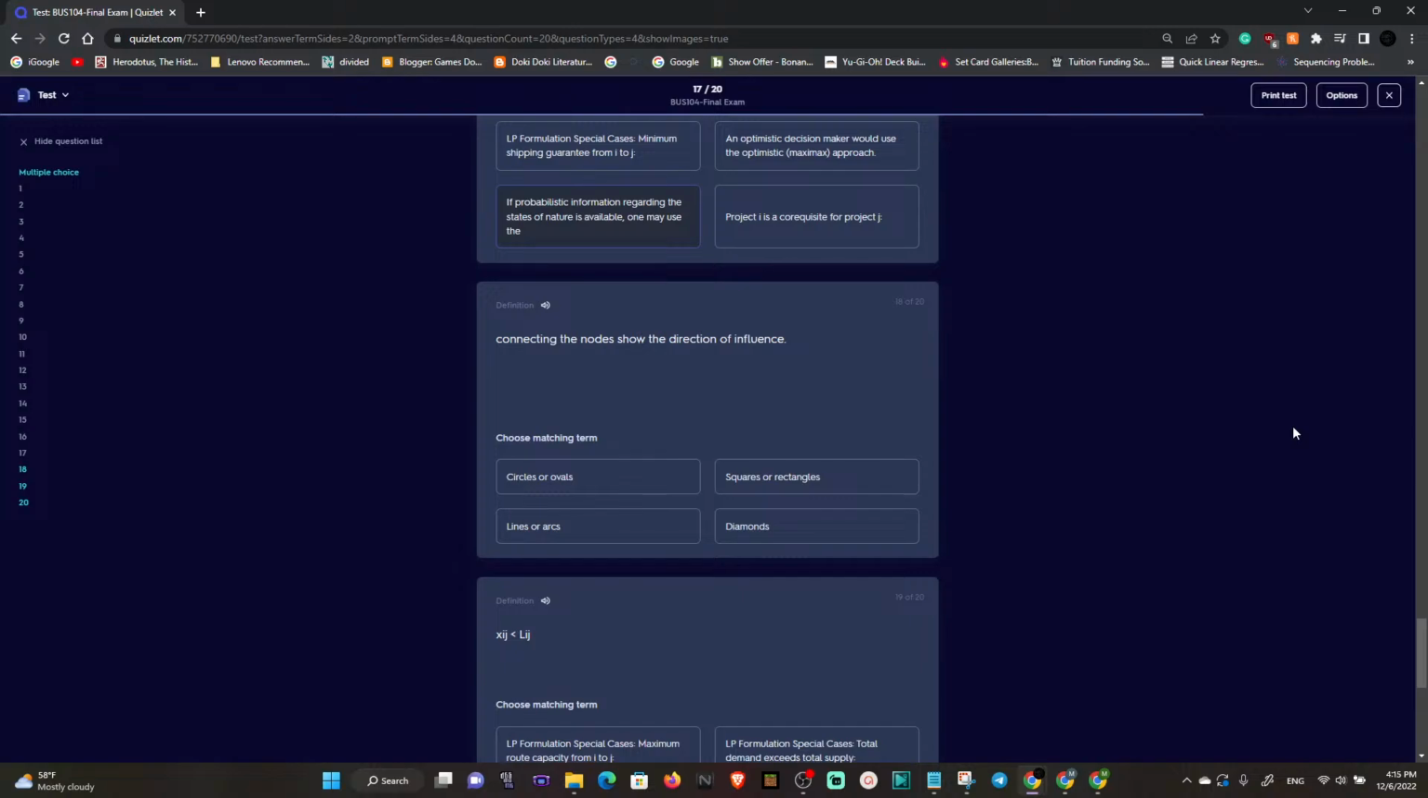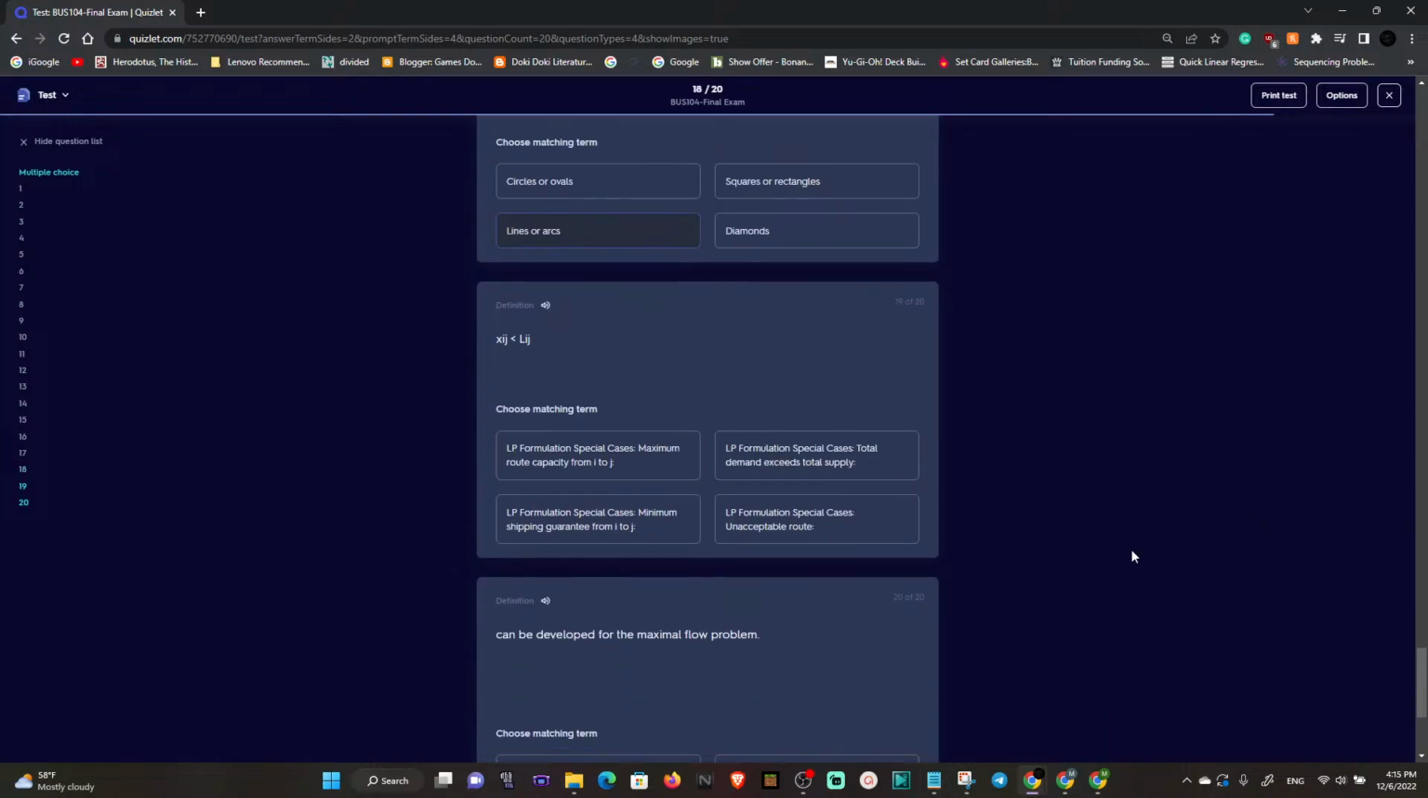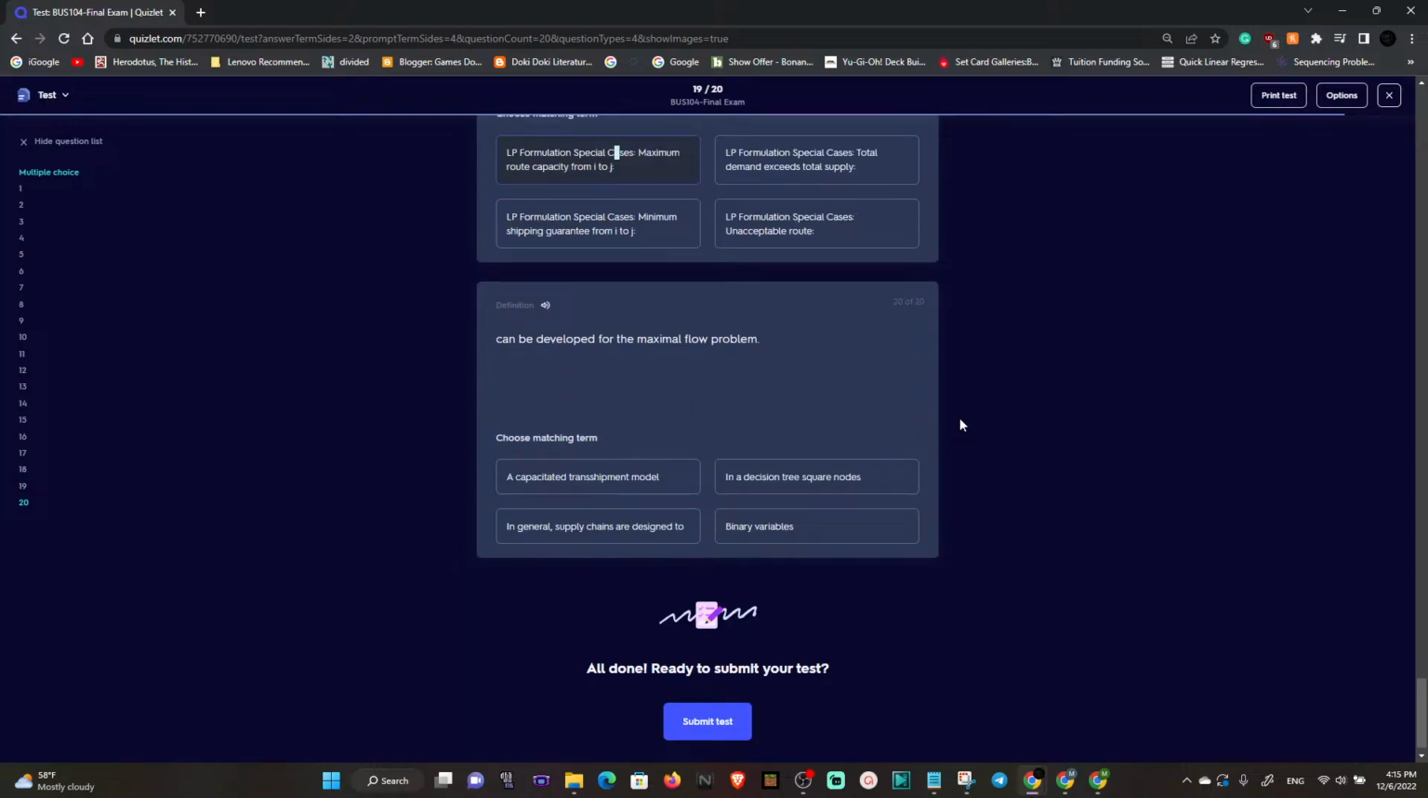Connecting the nodes show the direction of influence in the arcs. Xij is less than or equal to Lij, so that is the maximum route capacity from i to j. A model can be developed for the maximal flow problem. It's a capacitated transshipment model.